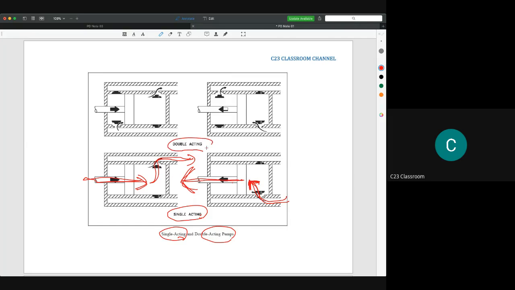So we have a double acting pump here. Double acting means that when the piston is pulling in this direction, this area will suck water, they will suction here, but at the same time, the water at this area will be pushed to the discharge pipe. The suction and the delivery work at the same time. That's why we call it double acting.